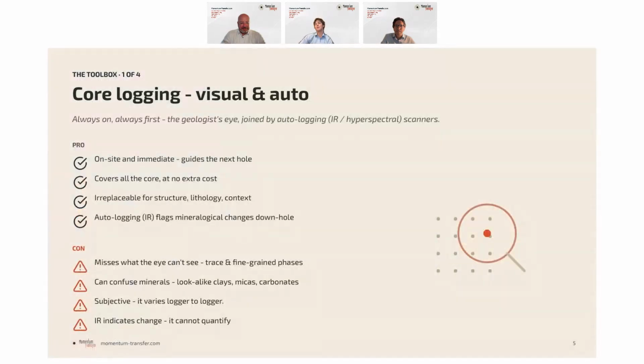So I'll talk a little bit about what each technique is. Obviously, core logging is the basic tool that everyone uses. There'll be a geologist on the drill rig and he'll be listing what he sees. There's also auto loggers now, which I think everyone might be familiar with, where you send off to a lab and they can get you a basic mineralogy scanning your drill cores.